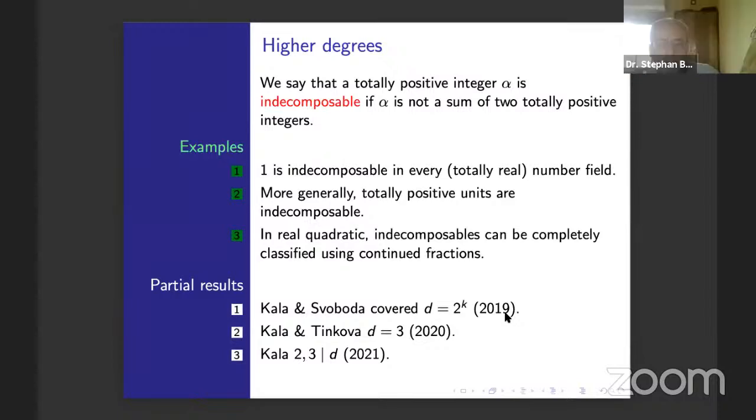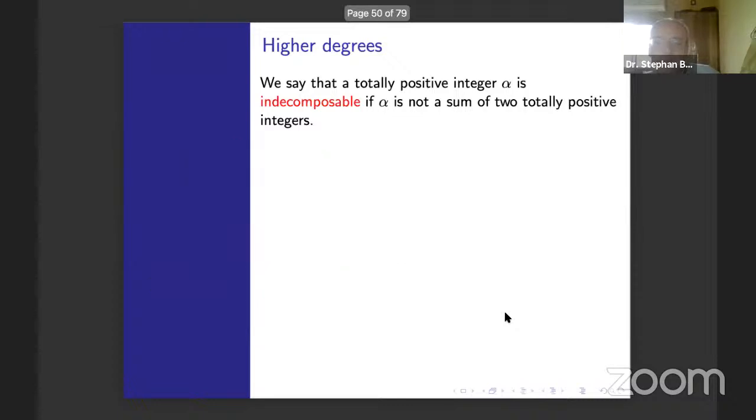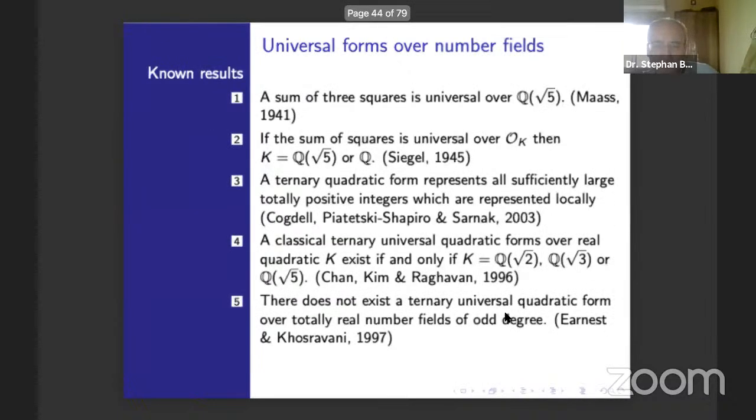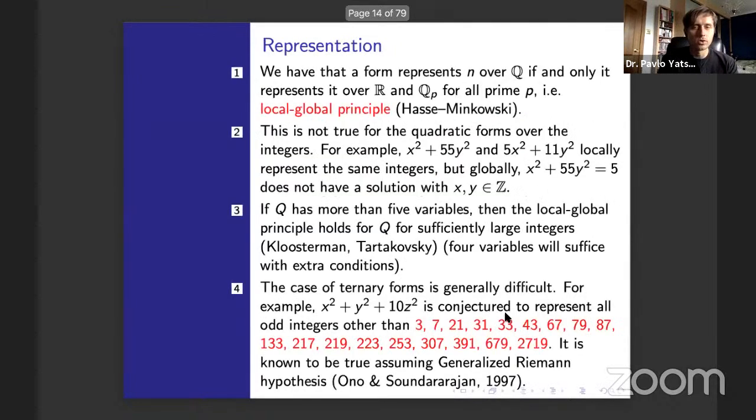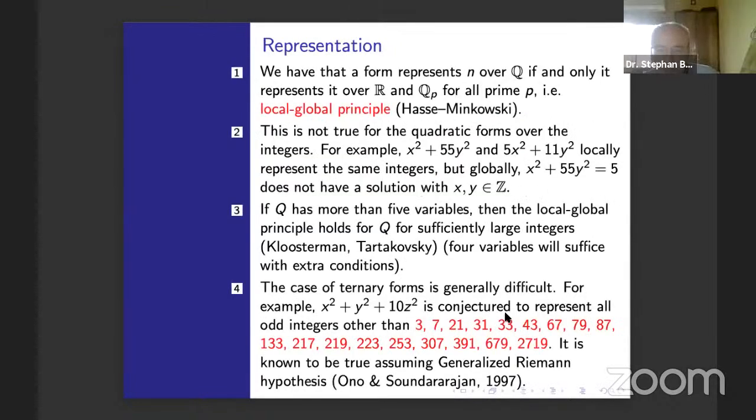Okay, thank you. One question from my side. You mentioned this conjecture by Ramanujan at the beginning. So this particular ternary form represents all odd numbers. Yeah, precisely. So do you know how he came up with that? I'm just wondering.